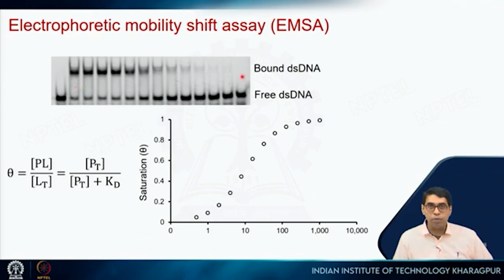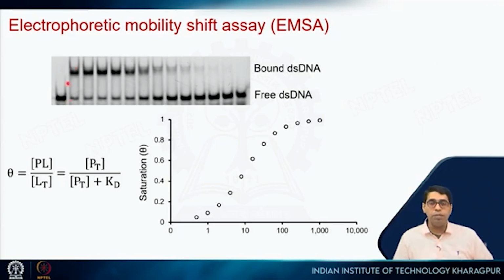So in this case, the amount of protein was less and the protein concentration is increasing in this direction. As protein concentration increases, you see that this free DNA is decreasing, right? The band is becoming smaller and smaller, and there is a new band that shows up. So this is the bound DNA, the DNA bound to the protein molecule, and it shows up here. So this is the DNA-protein complex, and since it is bigger, it runs slowly.